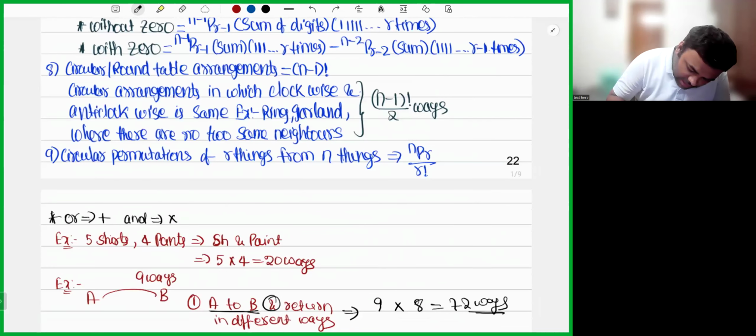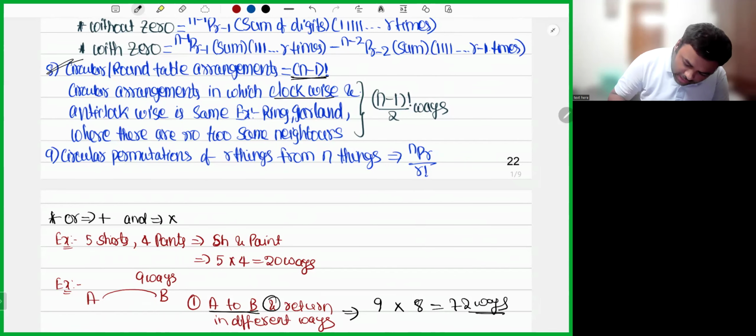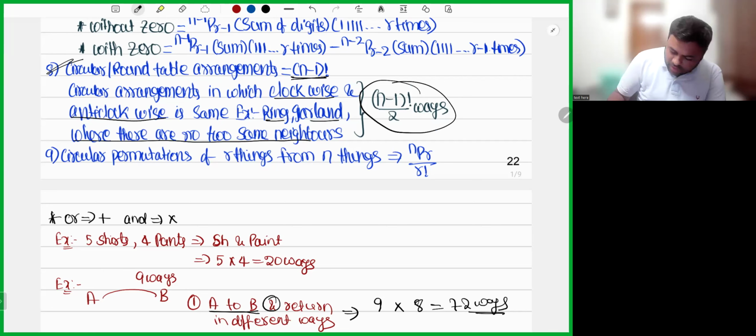You can see here: circular or round table arrangements, n minus 1 factorial. Clockwise and anti-clockwise is the same. Ring, garland, where no two same neighbors, (n minus 1) factorial by 2 ways. Next, circular permutations of r things from n things, nPr by r factorial.